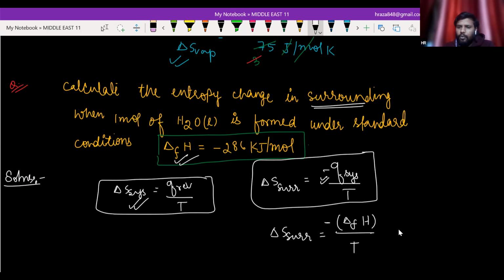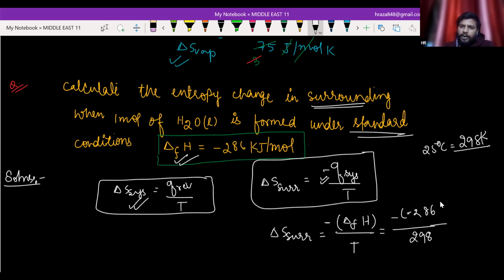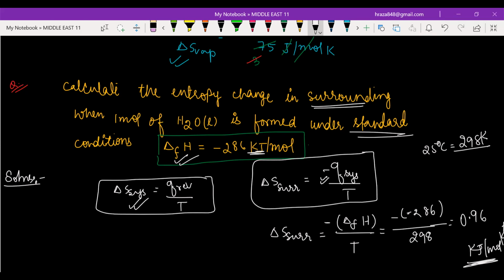And we are going to put the value, minus into minus 286, that will be positive. And what will be the temperature? It is given at standard condition. That means 25 degree centigrade at standard condition, converted into Kelvin, it will be 298 Kelvin. So when we solve it, it will be almost 0.96 kilojoule per mole per Kelvin, because I didn't convert kilojoule into joule. That's why it is in kilojoule per mole per Kelvin. Everyone clear? Yes, sir. Okay, write it.